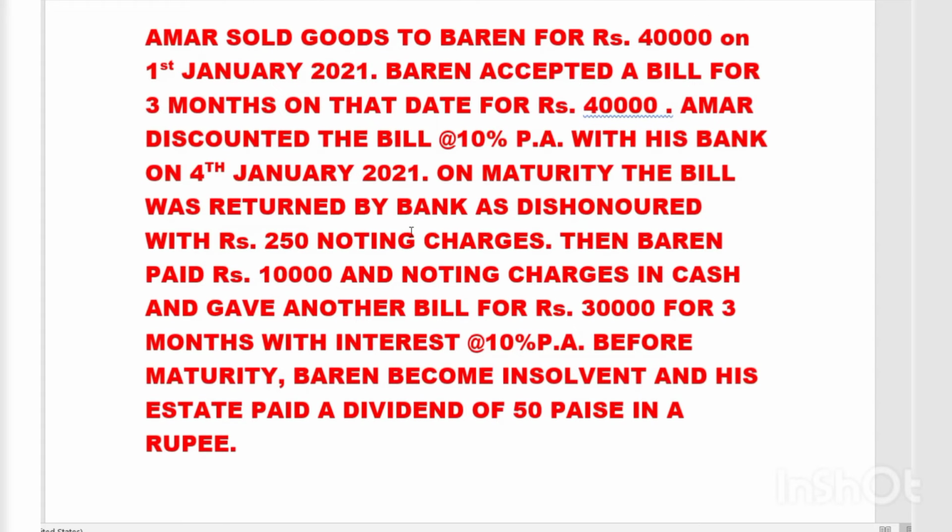After that, what is happening? Barin is asking Amar to draw a fresh bill for the remaining amount. How much is the remaining amount? 40,000 was the original amount. From that, 10,000 is already paid. So how much amount is left? 30,000 is left.